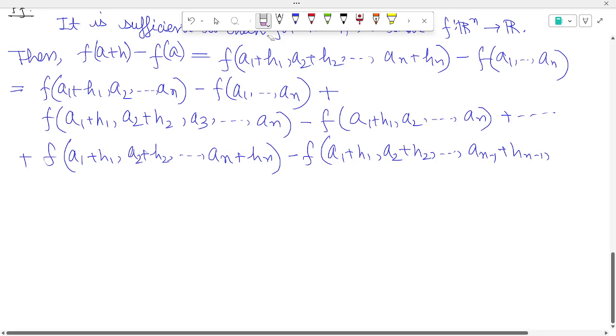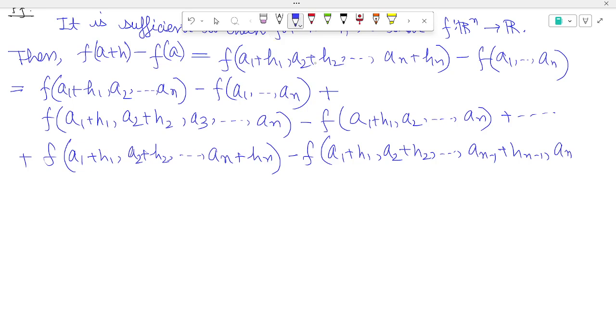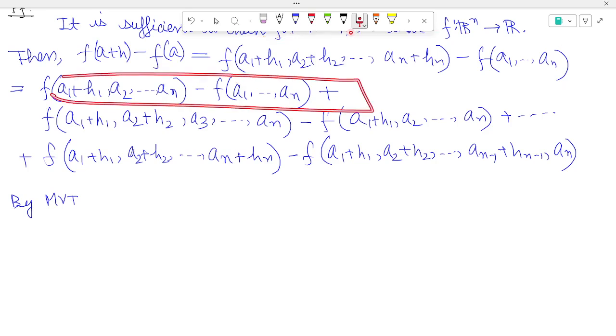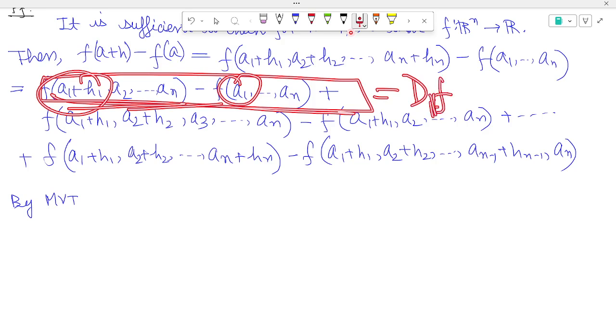Oh, sorry, this is the thing. By the mean value theorem, first of all take the first two, these two. So the only increment is in this position. So it is something like the first derivative of f, D_i f, times something.